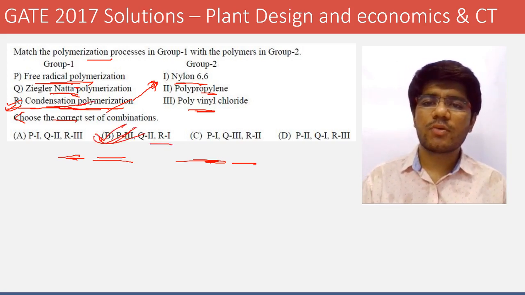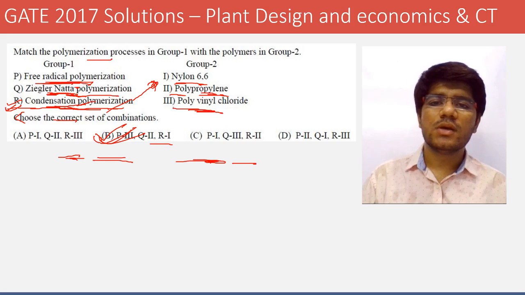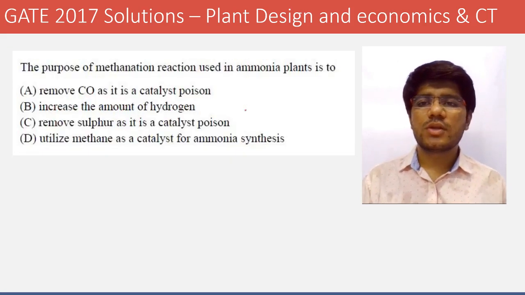So Ziegler-Natta polymerization is used for polypropylene. This is also a basic thing, if you know that polypropylene is made by Ziegler-Natta polymerization, and the third one is free radical, which is used to make PVC. So that's it for this question.